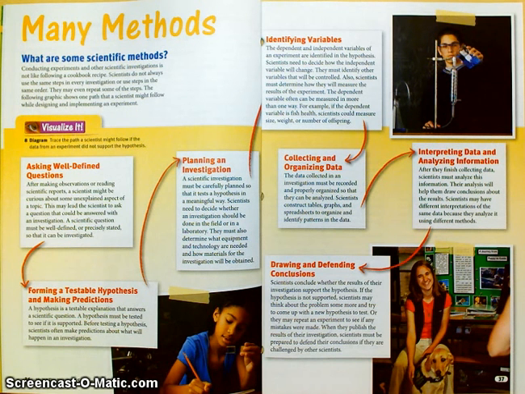Scientists need to decide how the independent variable will change, and they must identify other variables that will be controlled, meaning other things that could change that we're going to make sure that they don't. Then, after we identify variables, we are going to collect and organize data. After we collect and organize data, we're going to interpret the data and analyze information. So we're going to look at the data and see what sort of information we can get from it. After we interpret data and analyze information, we're going to draw conclusions and defend those conclusions.